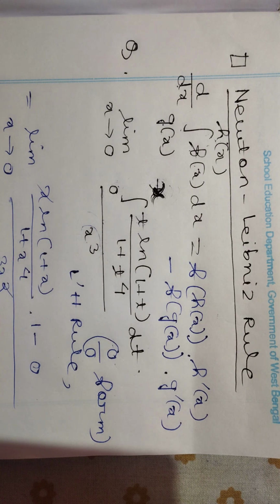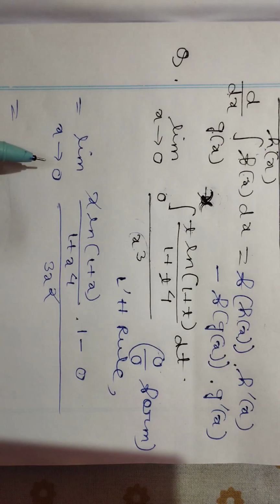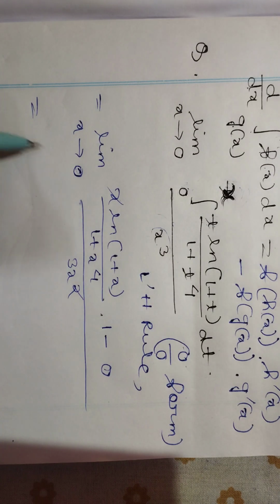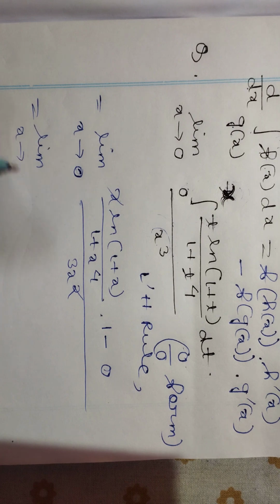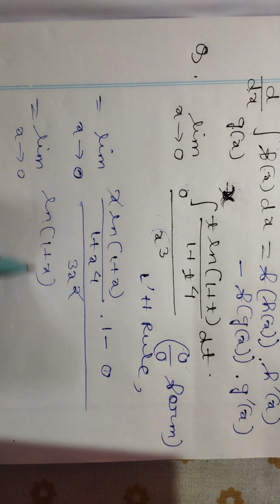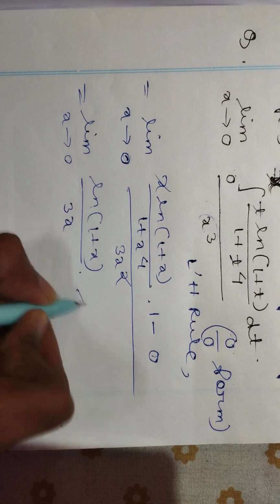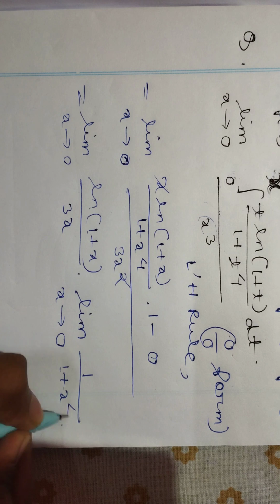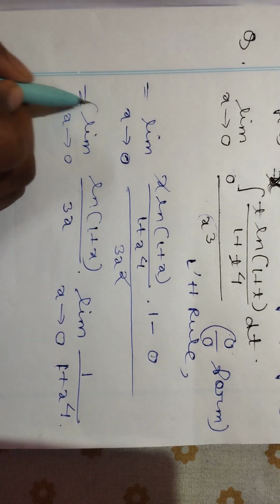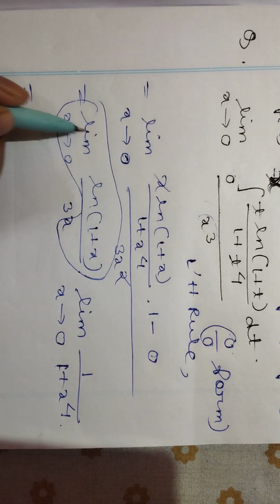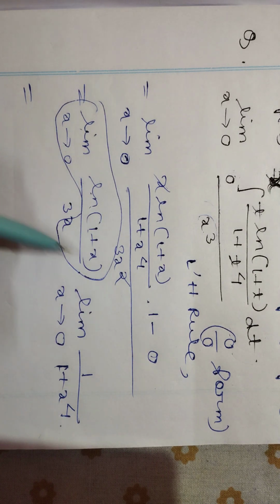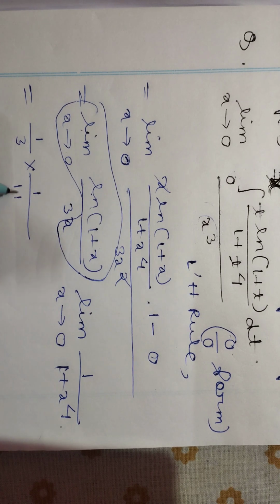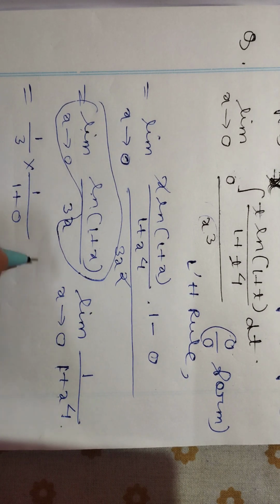So x cancels out. Why? Because x is tending to 0, but x is not equal to 0. x tending to 0 means x is not equal to 0, that's why we can cancel. So limit x tending to 0 of ln(1 plus x) divided by 3x, into limit x tending to 0 of 1 by (1 plus x) raised to power 4. So it is the standard limit: limit x tending to 0 of ln(1 plus x) by x is 1. So 1 by 3 into 1 by 1 plus, put x as 0, 0 raised to power 4.